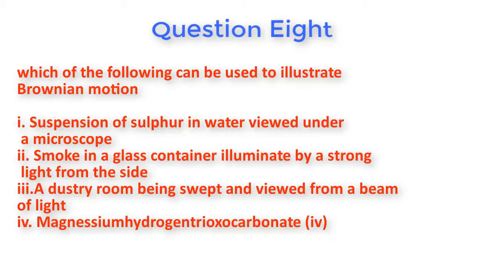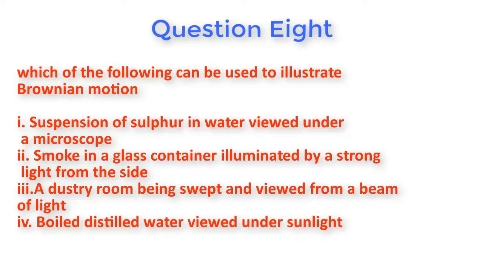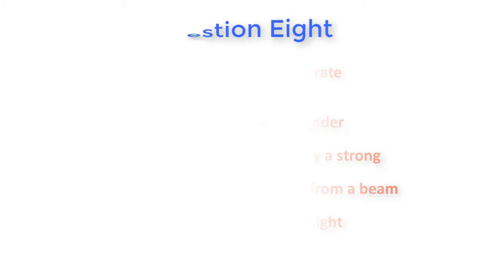8. Which of the following can be used to illustrate the Brownian motion? 1. A suspension of sulfur in water viewed under a microscope. 2. Smoke in a glass container illuminated by a strong light from the side. 3. A dusty room being swept and viewed through a beam of light. 4. Boiled distilled water viewed under sunlight.